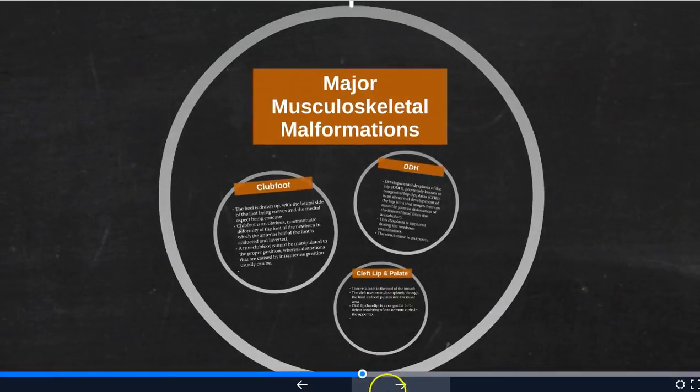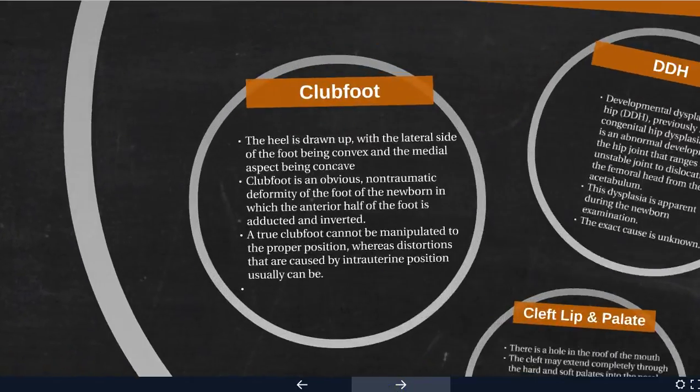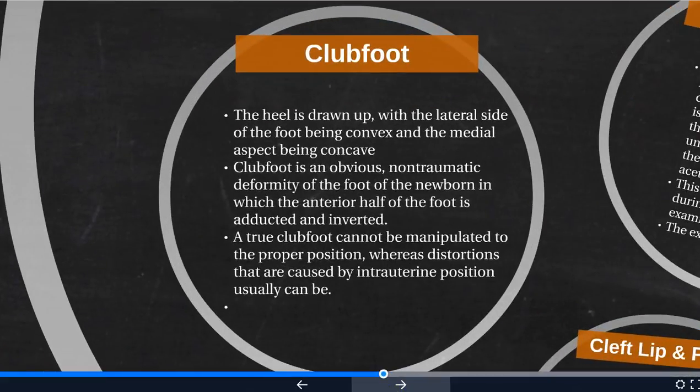Okay, musculoskeletal malformations. We have clubfoot. That's where the heel is drawn up with the lateral side of the foot being convex and the medial aspect being concave. A lot of times kids with clubfoot look pigeon-toed. Clubfoot is an obvious non-traumatic deformity of the foot of the newborn in which the anterior half of the foot is adducted and inverted. So again, they look pigeon-toed.